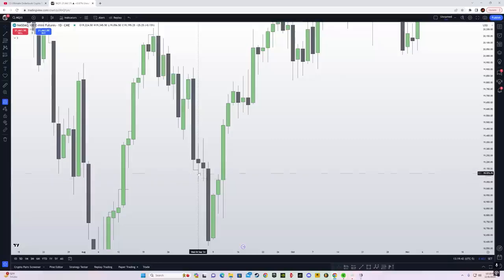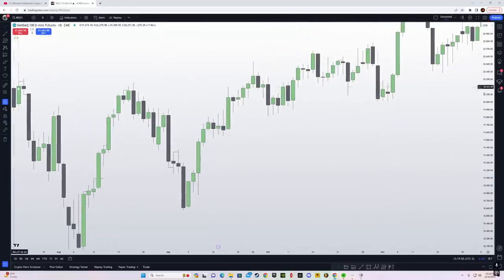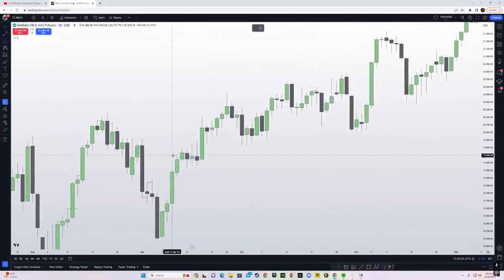We have a rejection here. We didn't close below this, right? But then on the third day, you can see we pushed up and we took out this high over here. So this was a bullish day. So we would have taken our entry somewhere around here, right? Very simple stuff, guys. And you can see over here, when we close, the third day is bullish. We close above, third day is bullish.